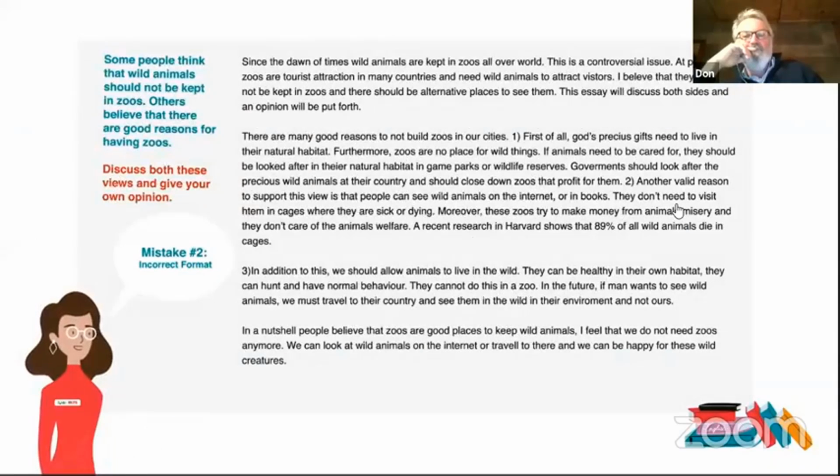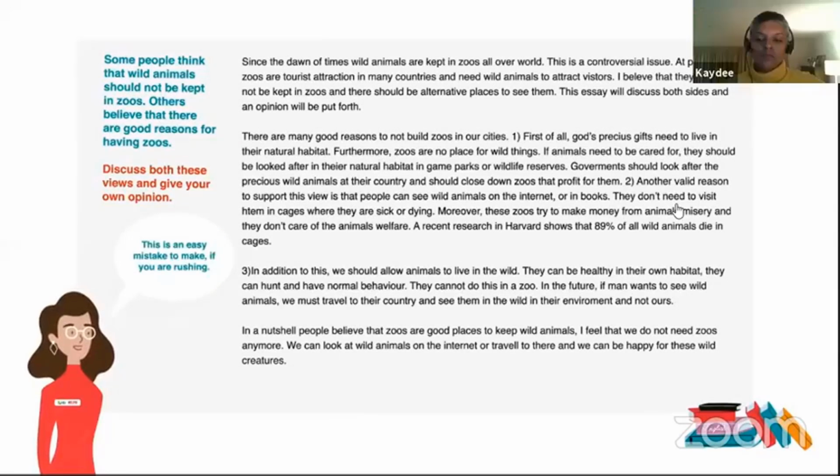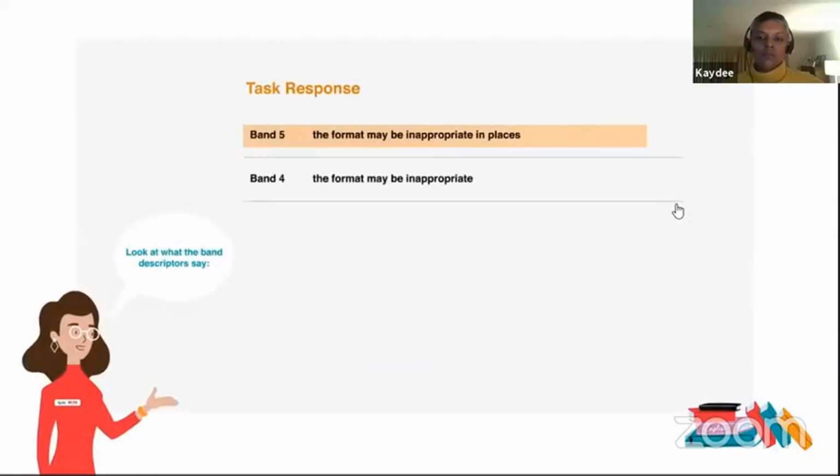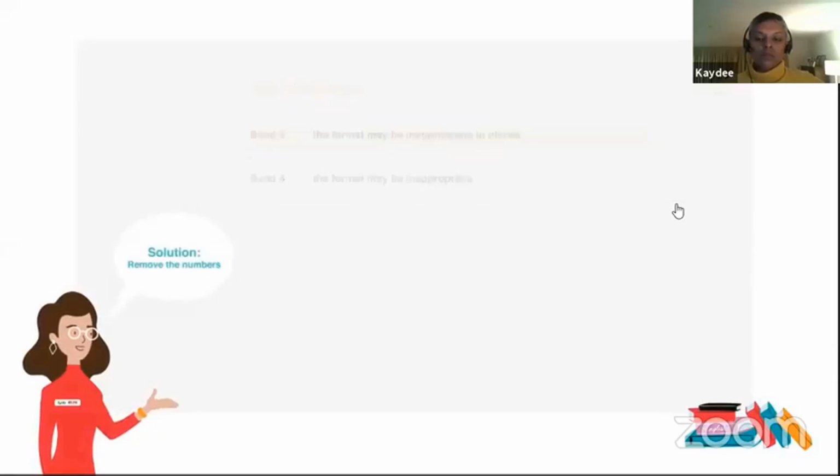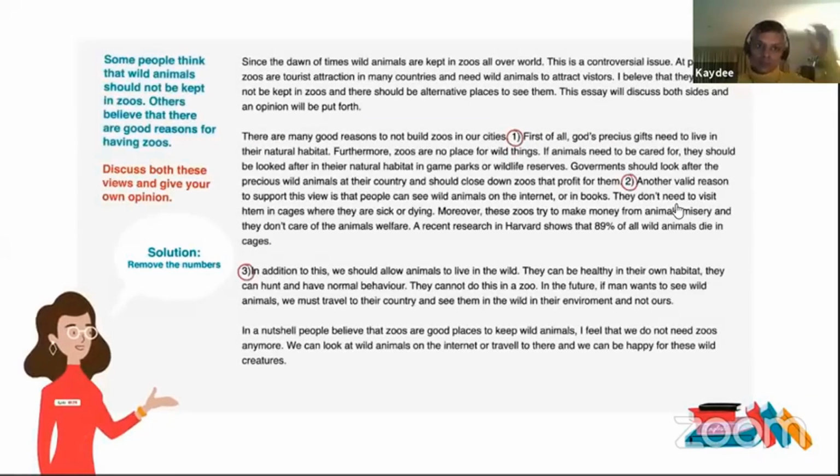Mistake number 2. Incorrect format. Task 2 essays must be written in essay format using paragraphs to show your introduction, body paragraphs, and conclusion. This is an easy mistake to make if you are rushing. Look at what the band descriptors say. Solution: remove the numbers.